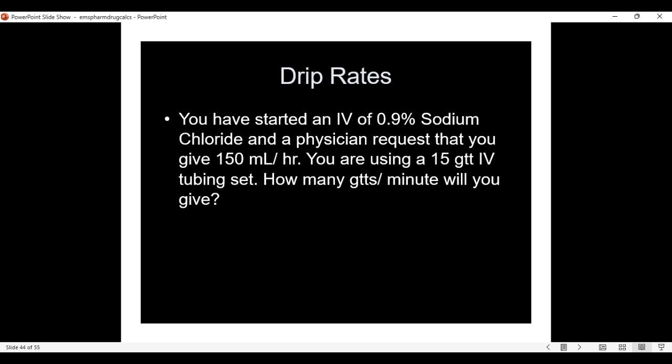You start an IV of normal saline, and a physician requests that you give 150 ml an hour. You're using a 15 drop set. How many drops a minute? Again, it'd be 150 times 15, and he wants it over an hour, so you can divide that by 60, right? And that should give us 38 drops a minute, because if you use a calculator like I just did, we end up at 37.5. So we're going to round that up to 38 drops a minute.